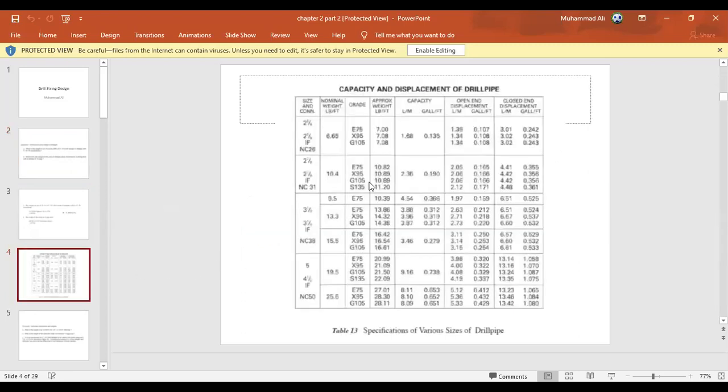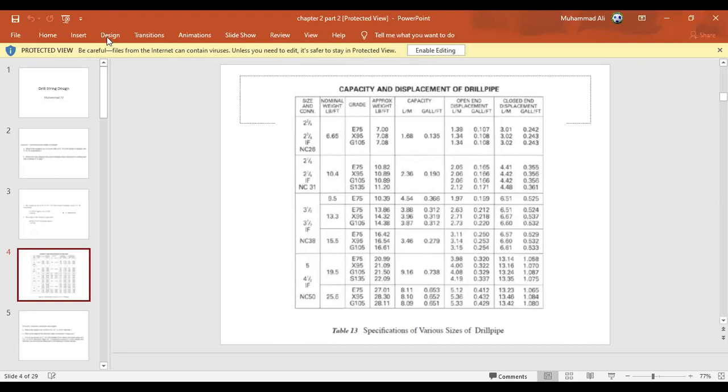So here is a G grade pipe, G105, and we are looking at its weight per feet. Its weight per feet is 21.5 pounds based on the grade, based on the nominal weight, based on the connection. So there are 3 things important here.